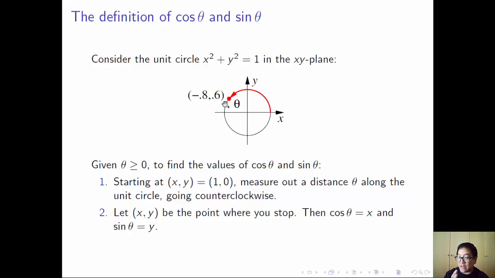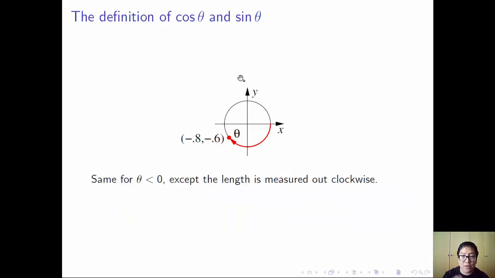And if that's where you end up, then the idea is that cosine theta is equal to the x of where you end up, and sine theta equals the y of where you end up. So pop quiz, what's cosine theta and sine theta for this particular value of theta here? All right, that's right. It's cosine theta equals minus 0.8, and sine theta equals 0.6. All right, so that's your procedure.